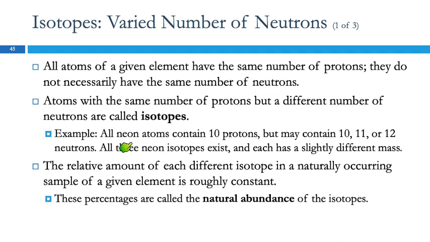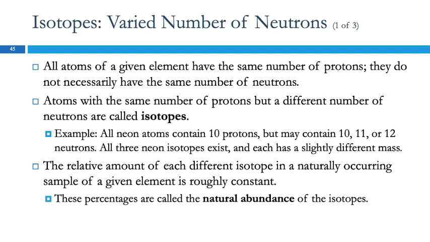So an example, looking at neon. Neon's element number 10 on the periodic table. All neon atoms have 10 protons. But some of them have 10 neutrons, some have 11 neutrons, and some have 12 neutrons. And knowing how many neutrons there are or which isotopes exist is not something that's easily predictable. We're not going to even try in this class. And then, so neon has 3 different isotopes.